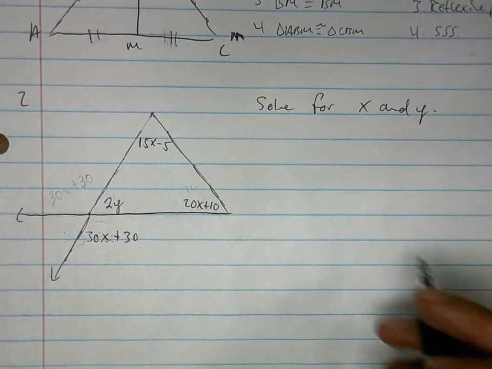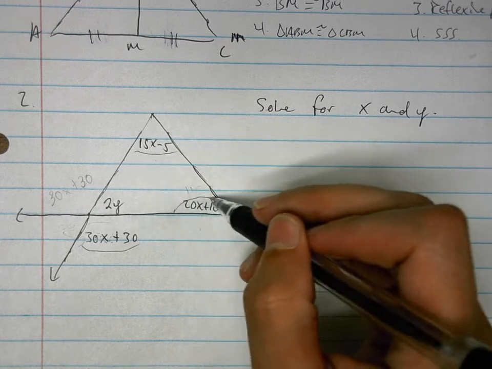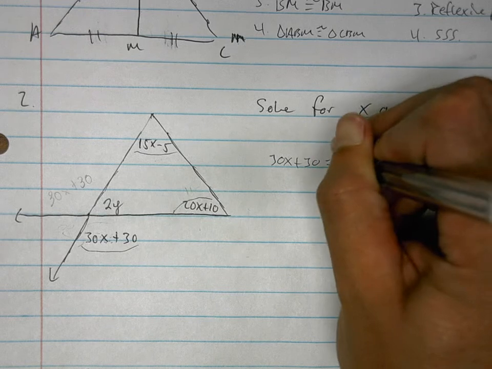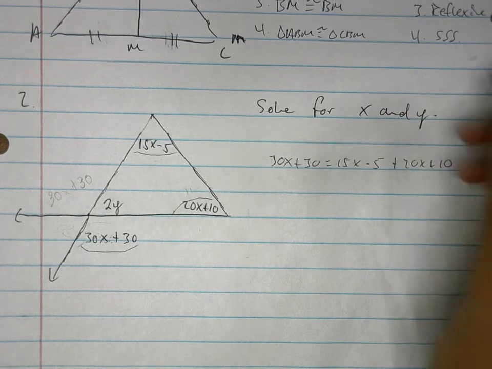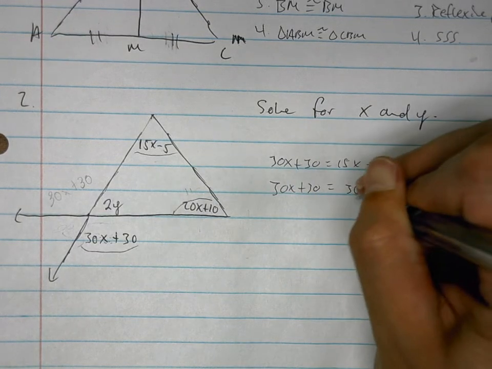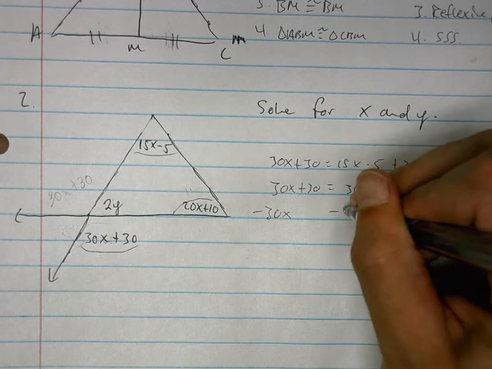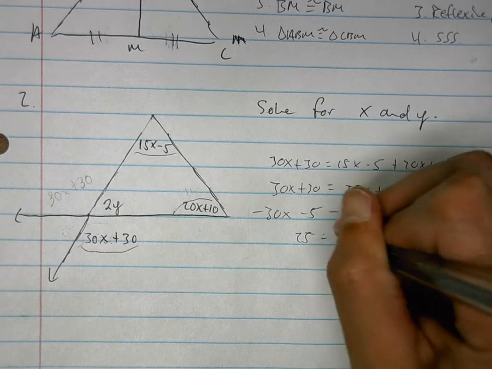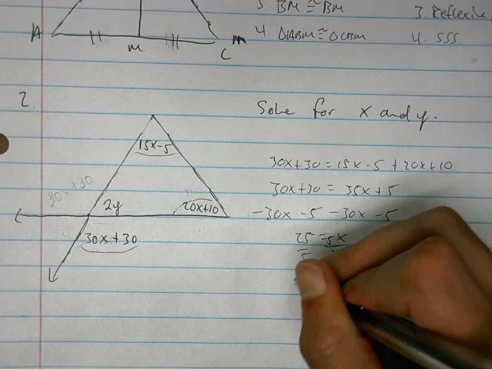Number 2, this is the remote interior angle theorem right here. So therefore, 30x plus 30 is equal to 15x minus 5 plus 20x plus 10. 30x plus 30 is equal to 35x plus 5. And let's solve this equation. So we get 25 is equal to 5x, and divide both sides by 5 to get 5 equals x.